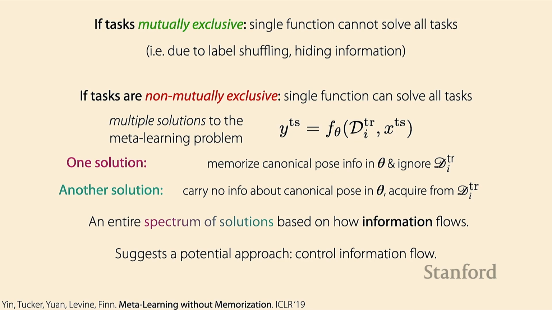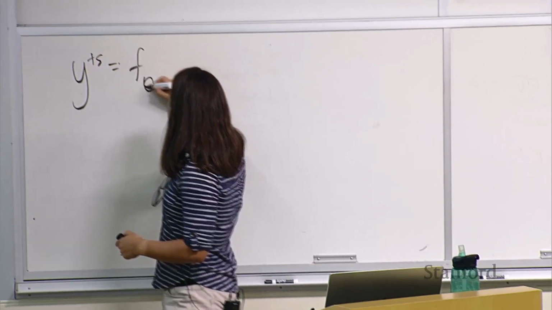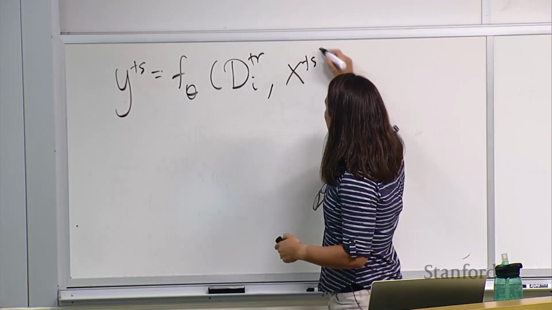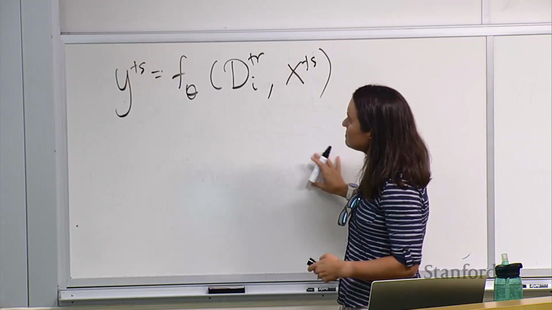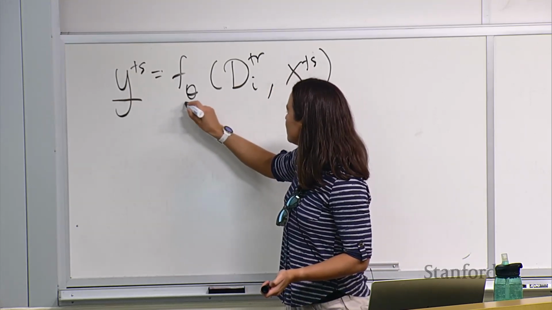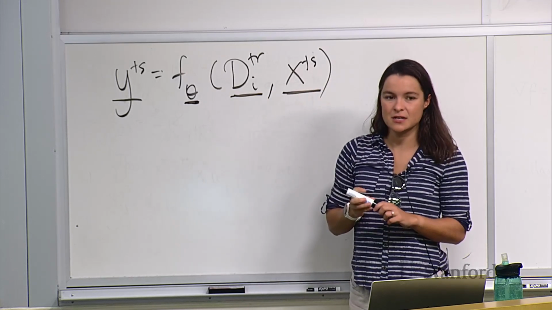Cool. So if we view this from the standpoint of how the information is flowing, we might be able to think about trying to control that information flow. In particular, we think of the meta-training process as something like this. There are basically 3 objects that you can use to get a prediction: information in theta, information in dtrain, and information in xtest.